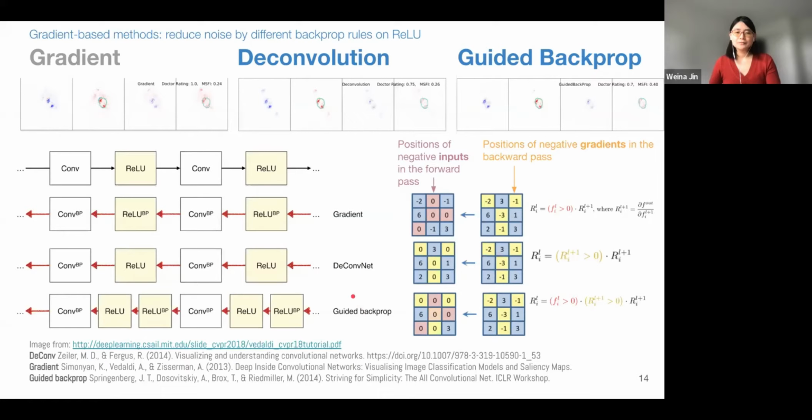Another further approach is to combine the two ideas together, to set both the negative input as zero and the negative gradient as zero. This is called guided backprop. You can see the heat map explanation generated from guided backprop is much cleaner and easier for humans to interpret. So those are the methods that modify the backpropagation rules to generate less noisy heat map gradient-based explanations.